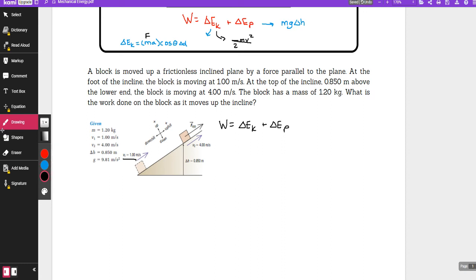So we have our change in kinetic energy. We have a change from the top to the bottom. So we have two different things to deal with here. So we have our EK2 minus EK1. So that changed here, plus this is going to change to our mg delta H.